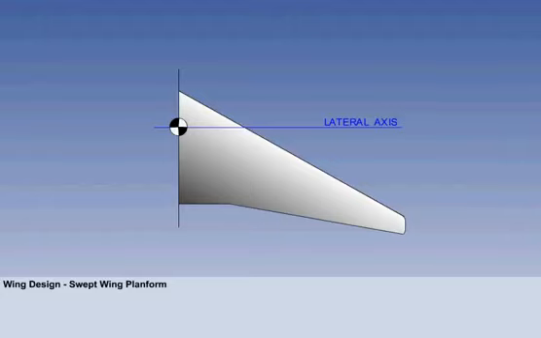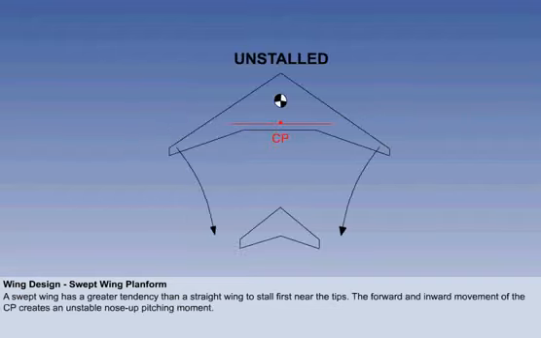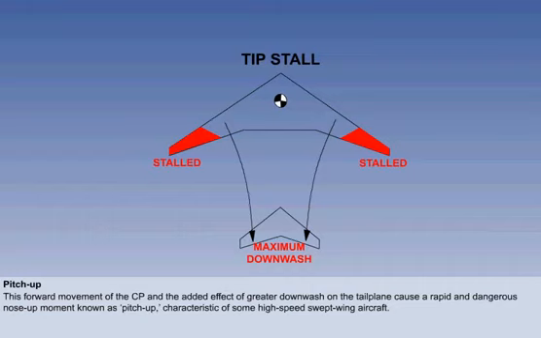A swept wing will allow higher maximum speed, but has a greater tendency than a straight wing to stall first near the tips. This loss of lift at the tips moves the centre of pressure forward and inward, giving a destabilizing nose-up pitching moment. The lift is now concentrated inboard, and the maximum downwash impinges on the tailplane, adding to the nose-up moment. As soon as a swept wing begins to stall, both the forward CP movement and the increased downwash at the tailplane causes the nose to rise rapidly, further increasing the angle of attack.